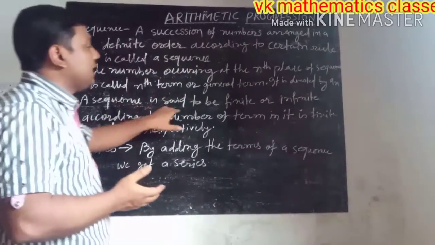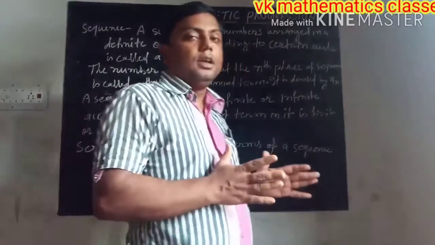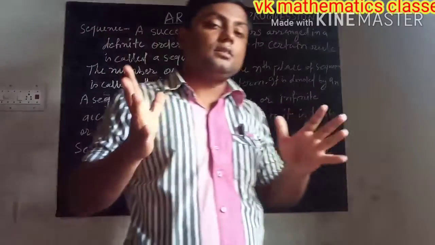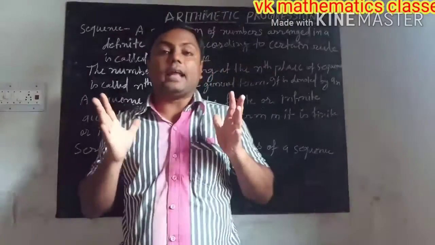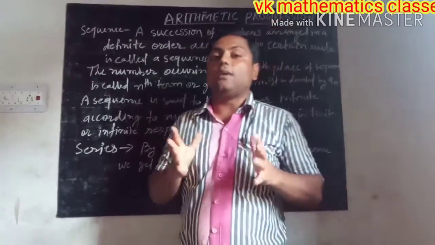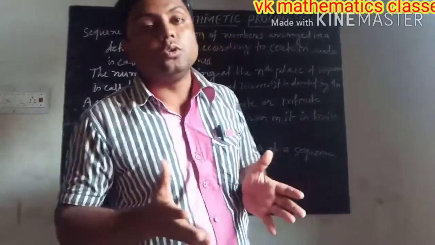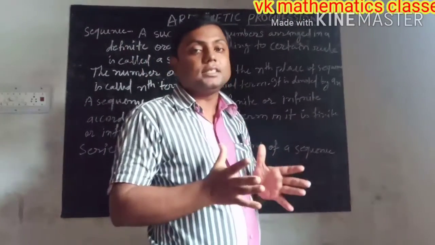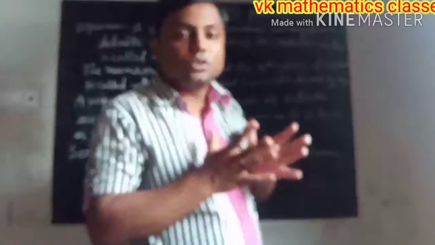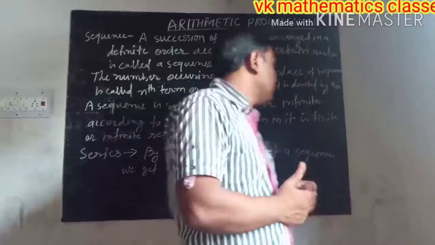A sequence is said to be finite or infinite according to the number of terms. A sequence which has a finite number of terms is called a finite sequence, and a sequence which has an infinite number of terms is called an infinite sequence.